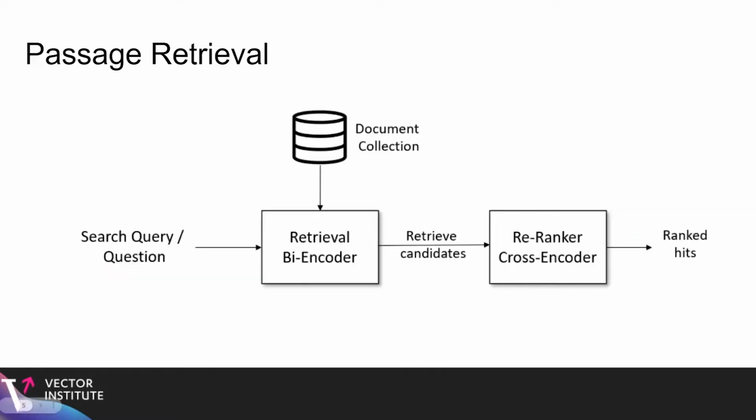This process can be broken down into two steps. The first step is the bi-encoder, which retrieves the most relevant passages from a knowledge base. The second step is a re-ranker, which is based on a cross-encoder. It re-ranks the passages that were retrieved by the bi-encoder to reassess the relevancy of each collected passage.